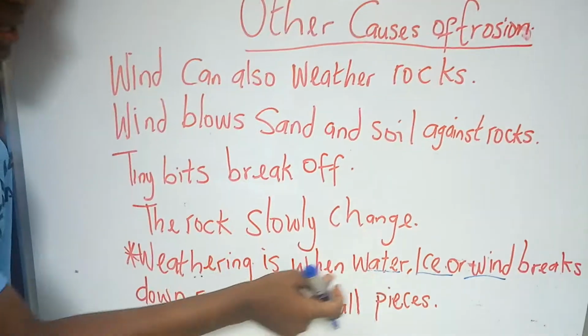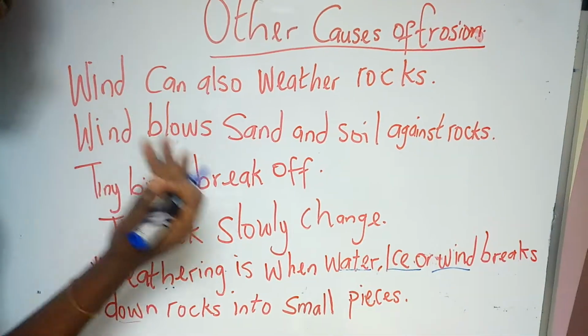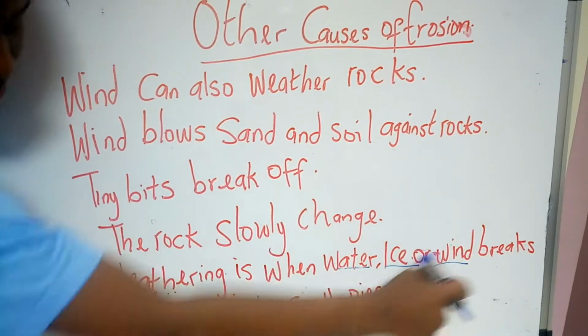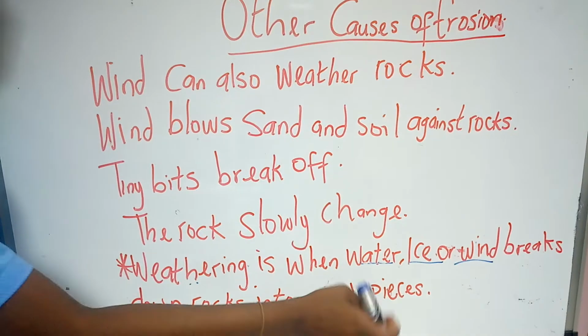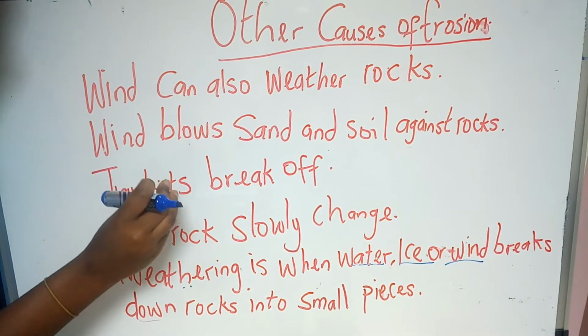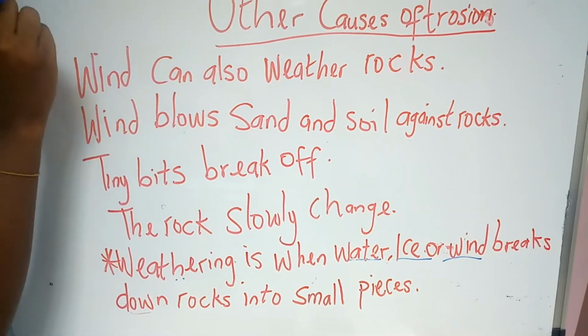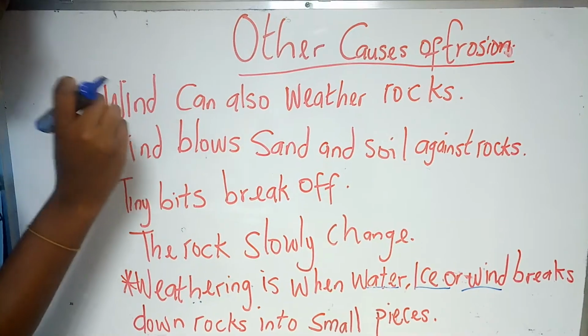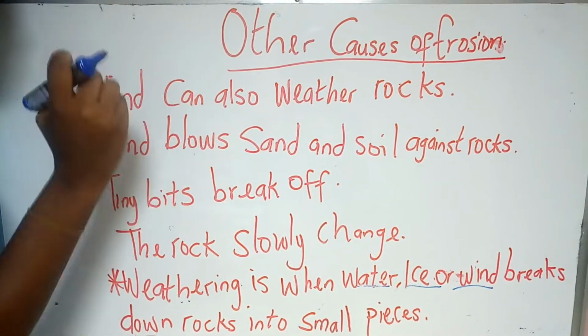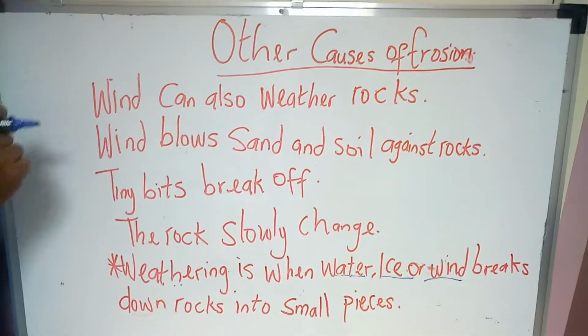You need to always remember this: weathering is when water, number one, ice, number two, and wind, number three, breaks down rock into smaller pieces. Please, weathering and erosion are not the same. The only similarity is that they are slow changes. They change the land slowly, and they take a longer time.